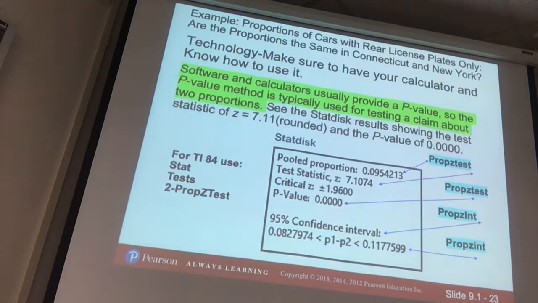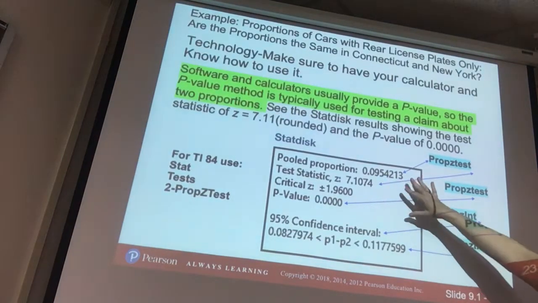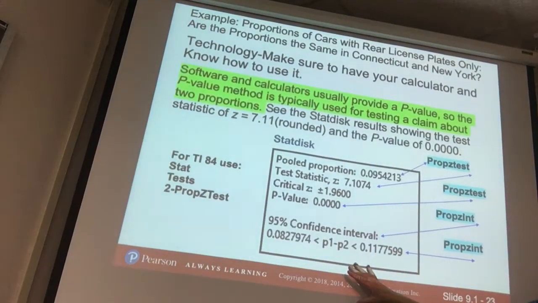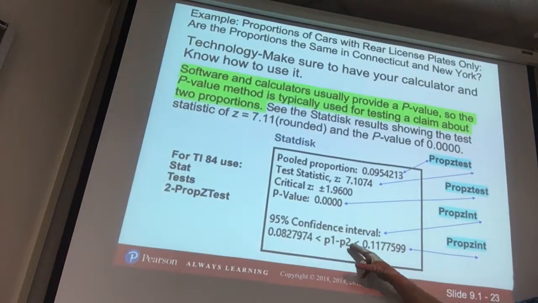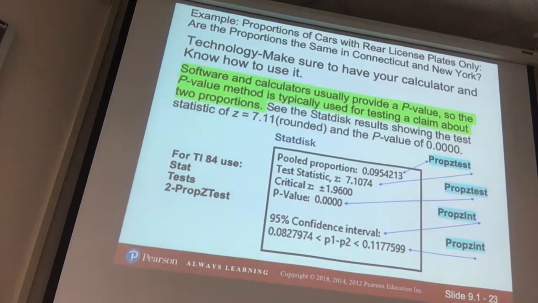Now, this one is the same problem, but it's done on StatDisk. Let's take the same data and do it on the calculator, since we don't have StatDisk on a test. Notice how StatDisk gives the hypothesis information, but it also gave the 95% confidence interval. Here, it's a two-sample confidence interval, and our equivalent of StatDisk is going to be these two right here.